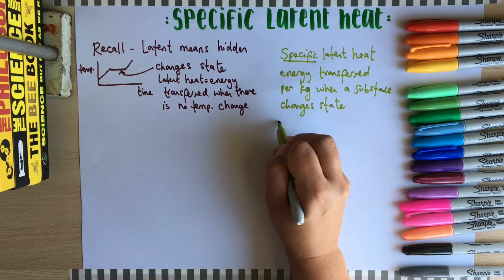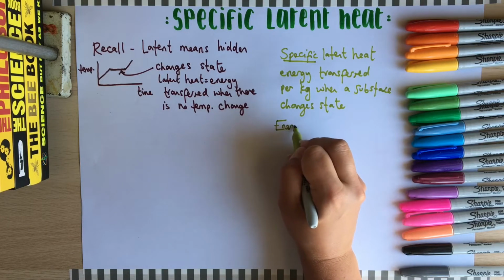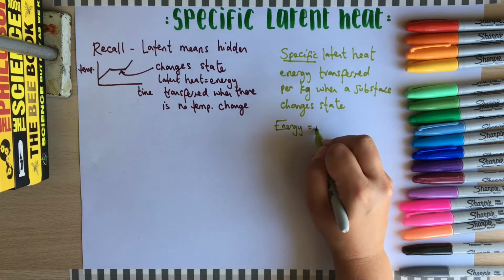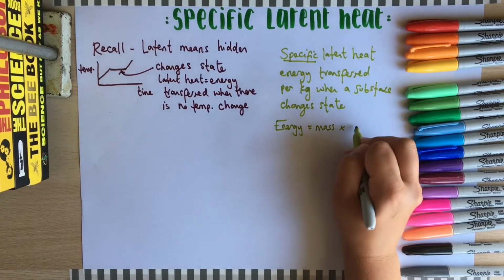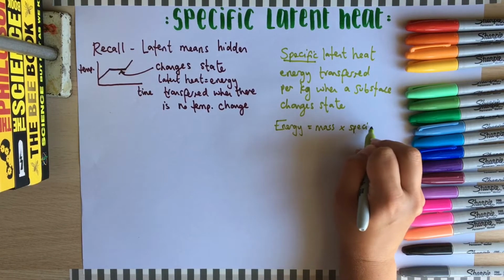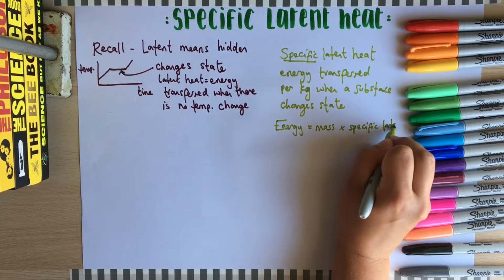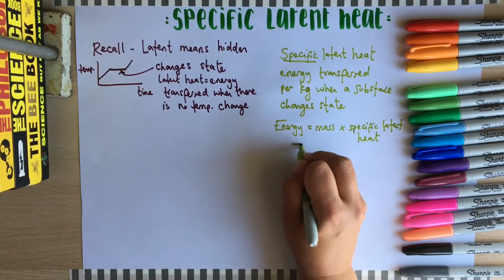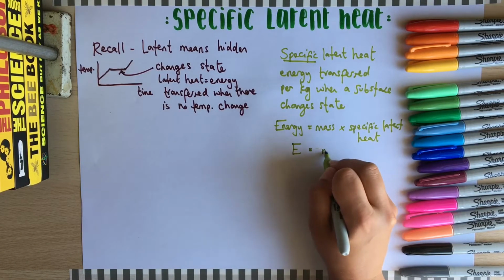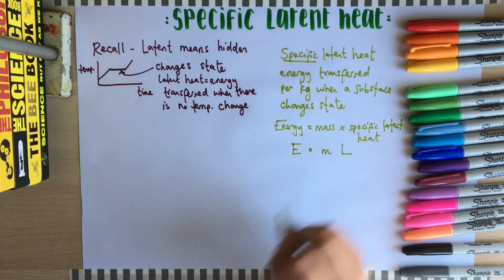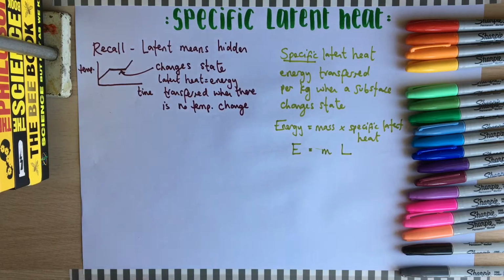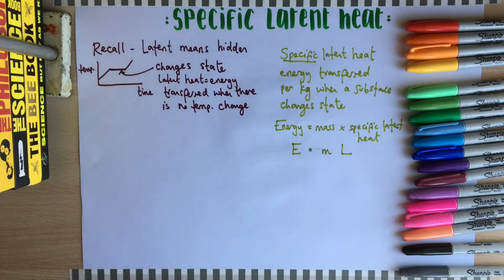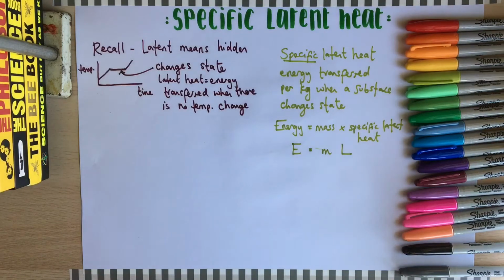And we do have an equation, and it's an equation you get given. So it's on the sheet that gets inserted into your exam paper. So energy equals mass times specific latent heat. In symbol form it would be E equals M for mass, L for latent heat. So there are two types of specific latent heat, and this depends on which state is changing.